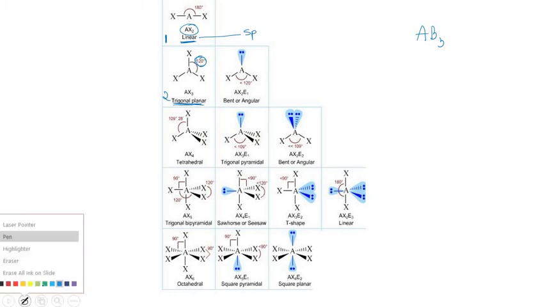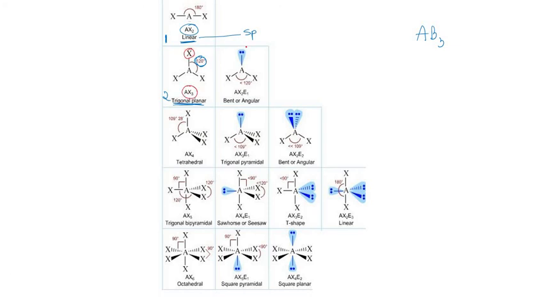If one of the X in the case of AX3 is occupied by one lone pair, then it becomes AB2E. Here it has been given as AX2E. You can write it as AB2E also. Then the shape is bent or angular. Is it clear, students? Now when it comes to 3 here, that is tetrahedral.